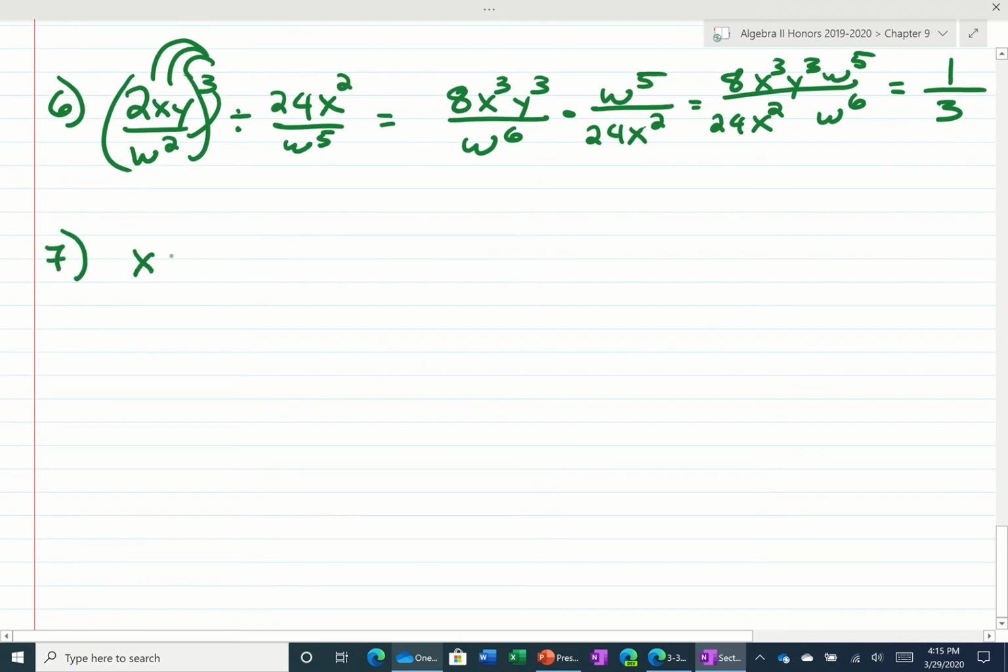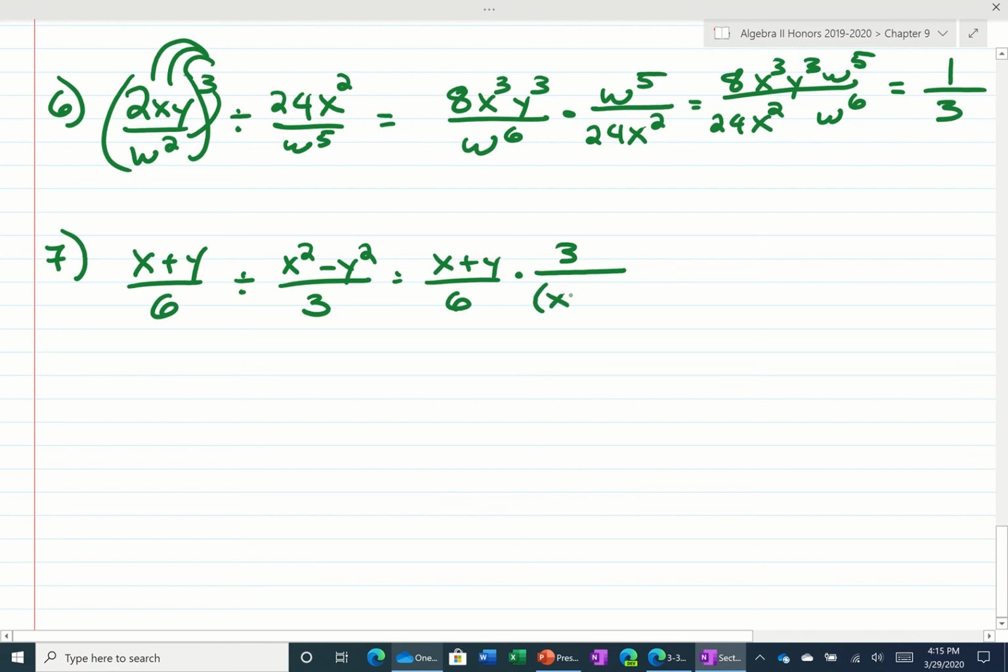For 7, it's x plus y over 6 divided by x squared minus y squared, difference of perfect squares, over 3. So I'm going to factor, keep, change, flip, but factoring would be x plus y times x minus y. So this factor would cancel out with this one. We just wind up with 3 over 6, which is the same thing as 1 over 2.